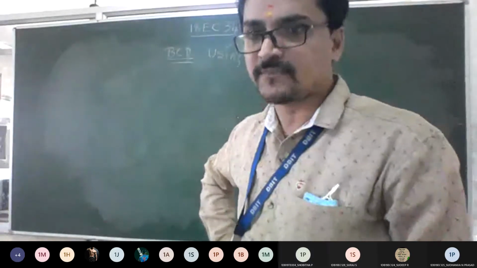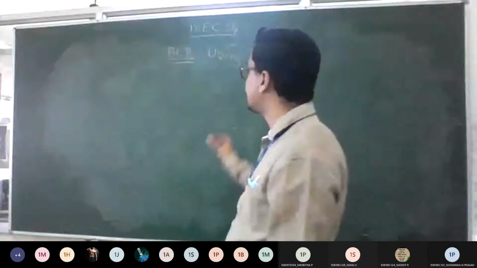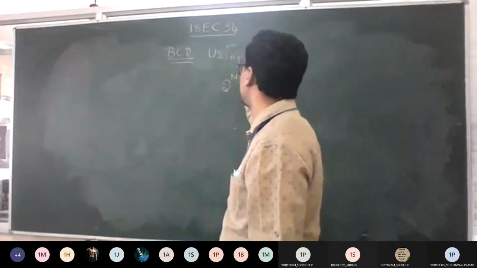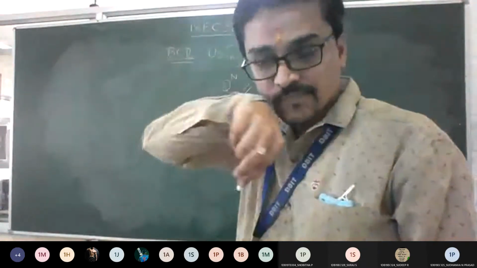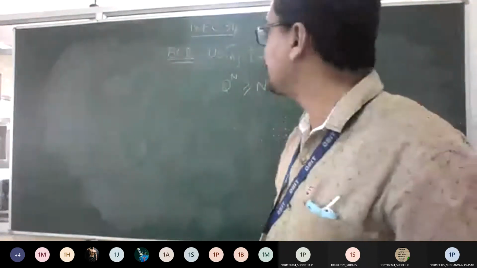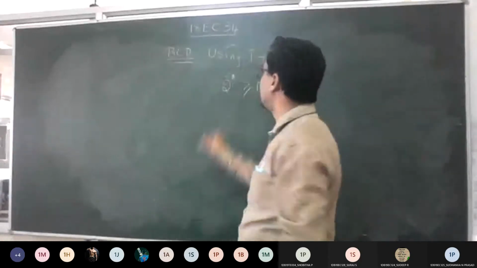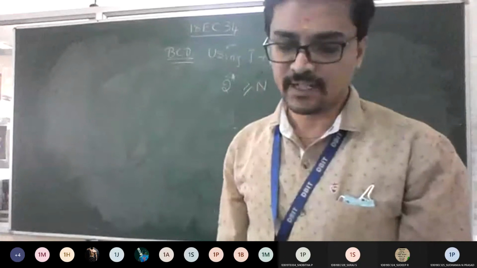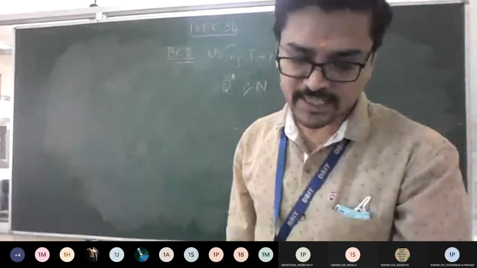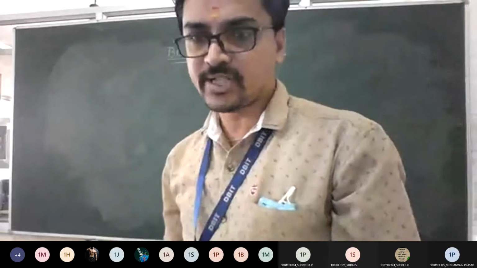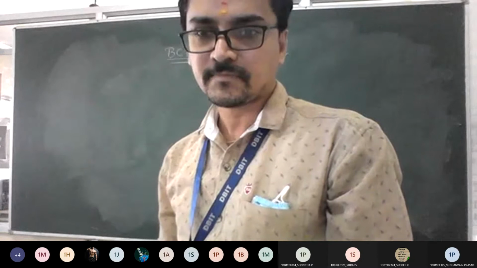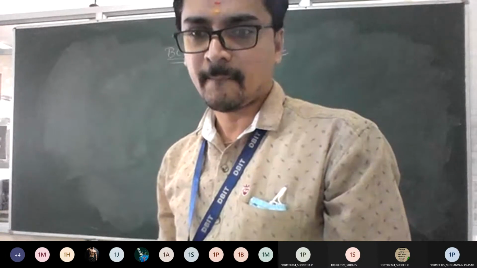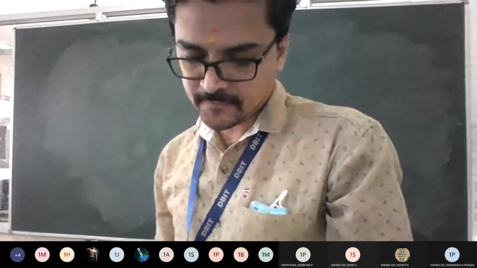So what is the formula to calculate that? It says 2 power n should be greater than or equal to capital N. Sorry, it's 2 power small n greater than or equal to capital N, right? Now they have given a BCD ripple counter as a design. So BCD means how much?